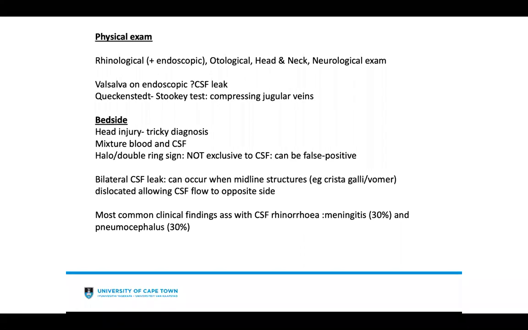You can actually have bilateral CSF leak, and this actually occurs when those midline structures are dislocated, so the CSF is actually allowed to flow to the opposite side. But by far the most common clinical findings associated with CSF rhinorrhea are meningitis in up to 30% of patients, and actually pneumocephalus in up to a further 30% of patients.